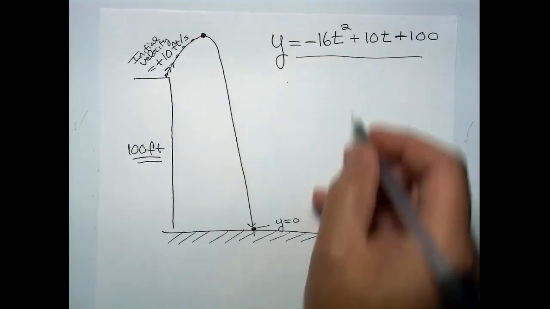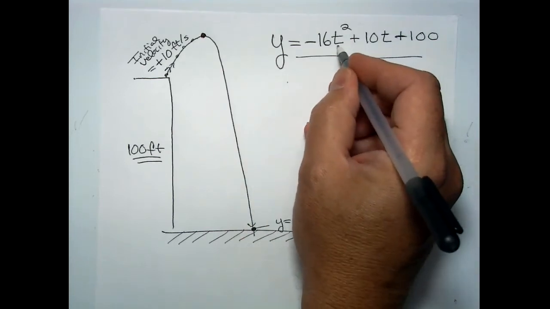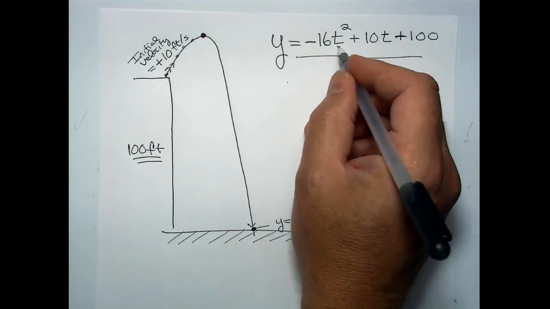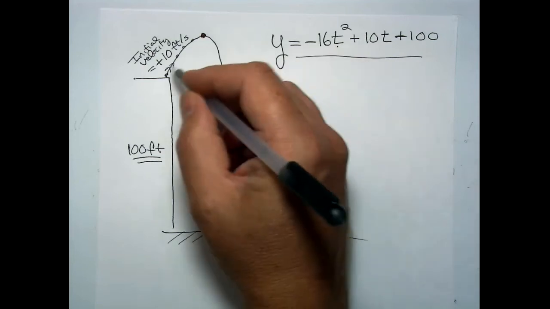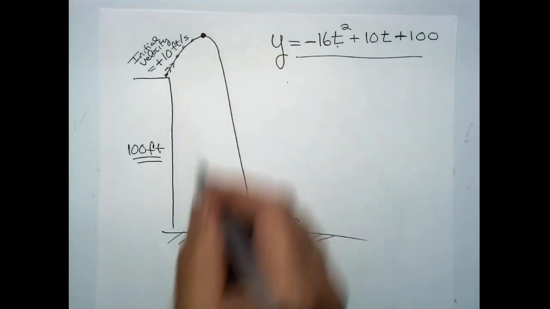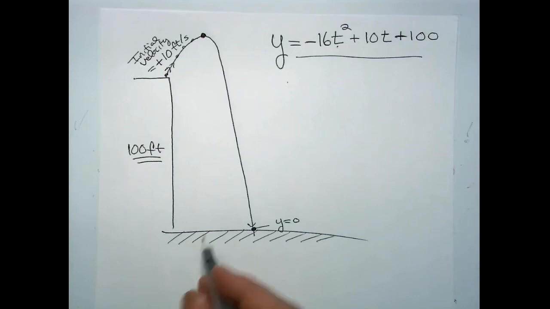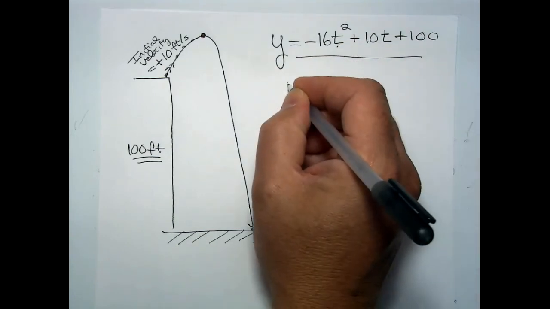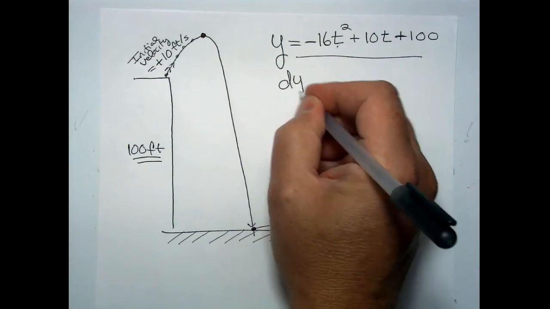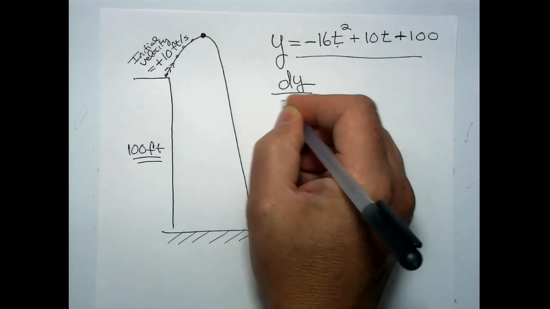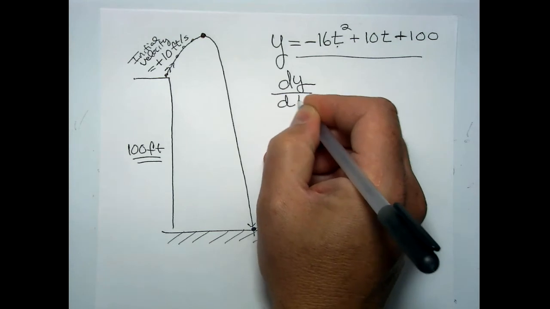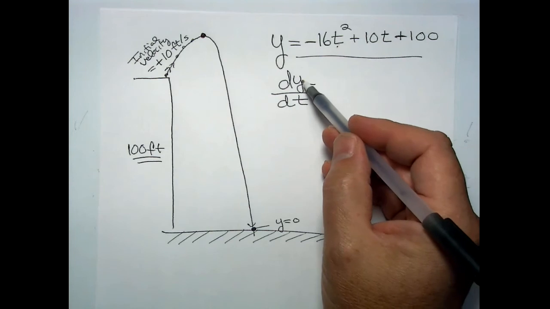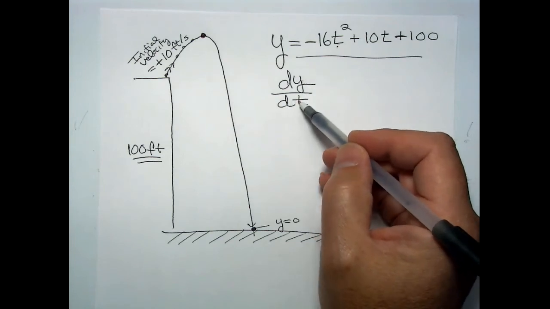Now, you notice the independent variable is time, because that is the operative quantity in this problem. Time is marching forward. The object is going higher. The object's not going higher because it's going in an x direction. It's going higher because we allow time to proceed. So if you're going to take a derivative, you're going to take the derivative of y with respect to the independent variable time. So it's dy/dt. How does the height change with respect to time?